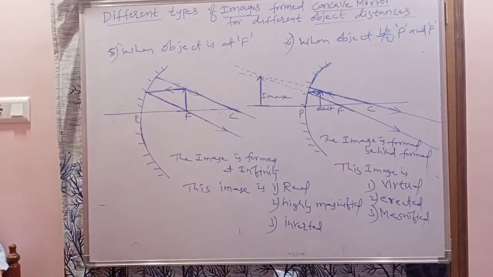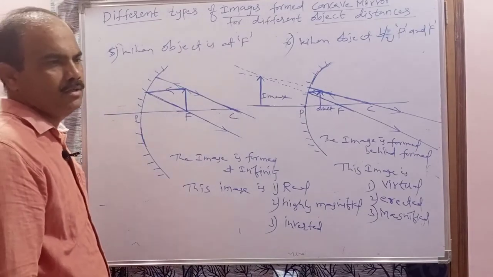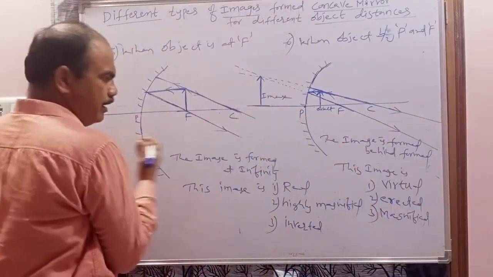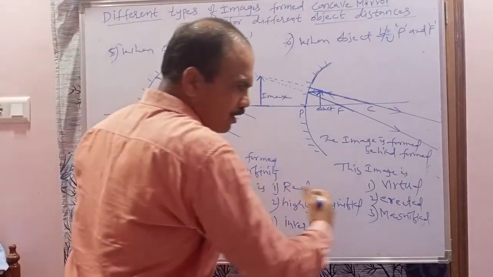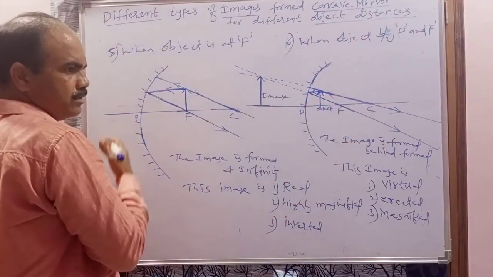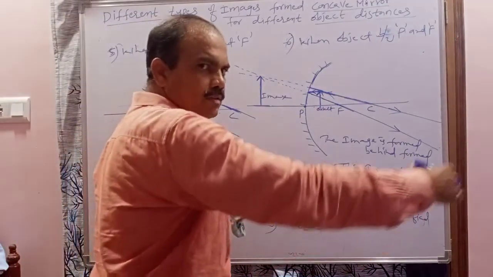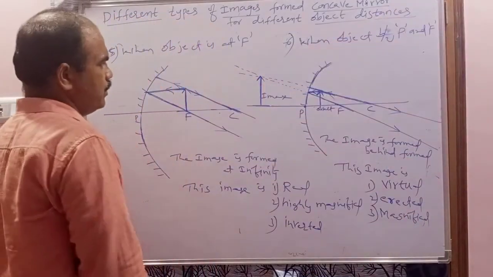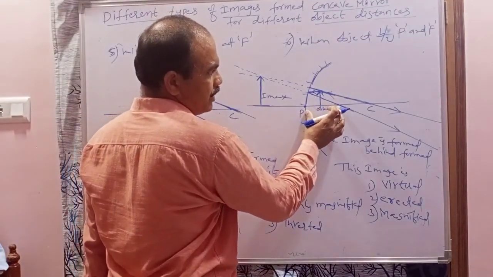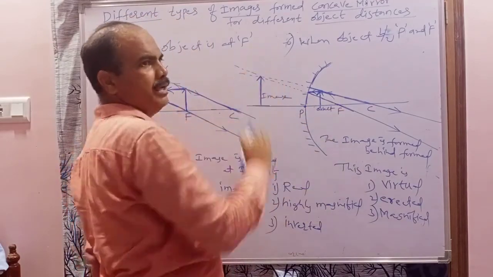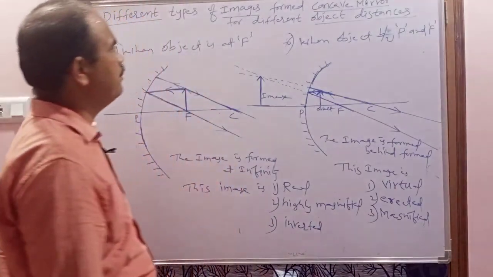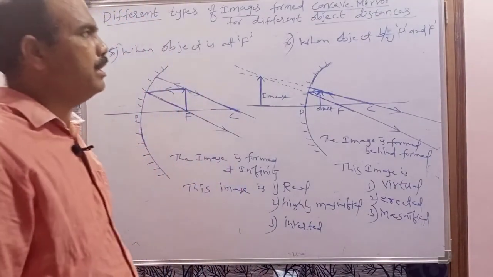So these are the different types of images formed by the concave mirror. What did you understand from this? When the object approaches the mirror, the image moves far away from the mirror, and the size of the image also gradually increases up to the focus. After that, when the object is between pole and focus, it will be an erected image, formed behind the mirror. So these are the different types of images formed by the concave mirror. This is today's topic.